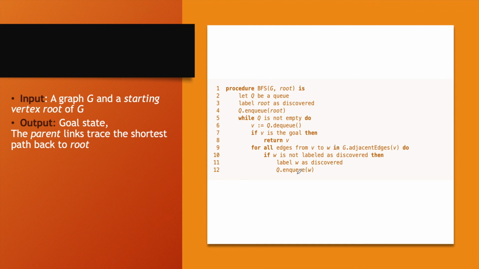Now we will enqueue W in the queue and then this will be V. This process continues until we traverse all the nodes in the graph. After we have traversed all the nodes, the queue will be empty. Then we will print the result. So the goal will be we will print the shortest path back to the root.